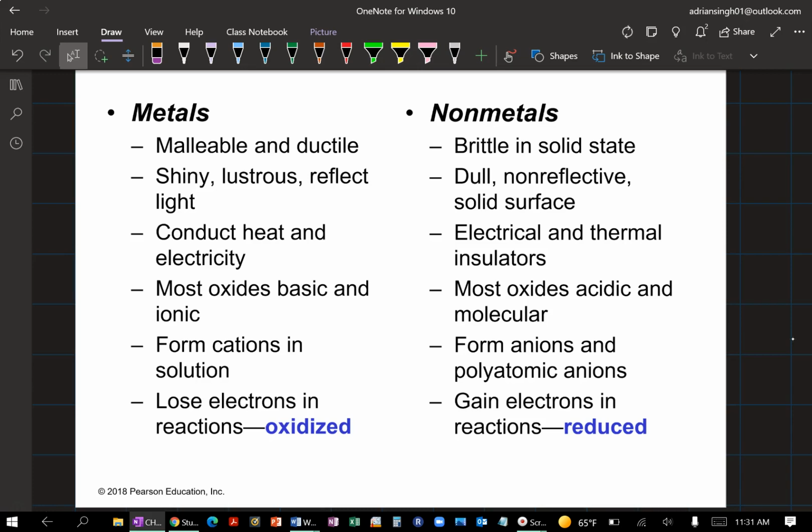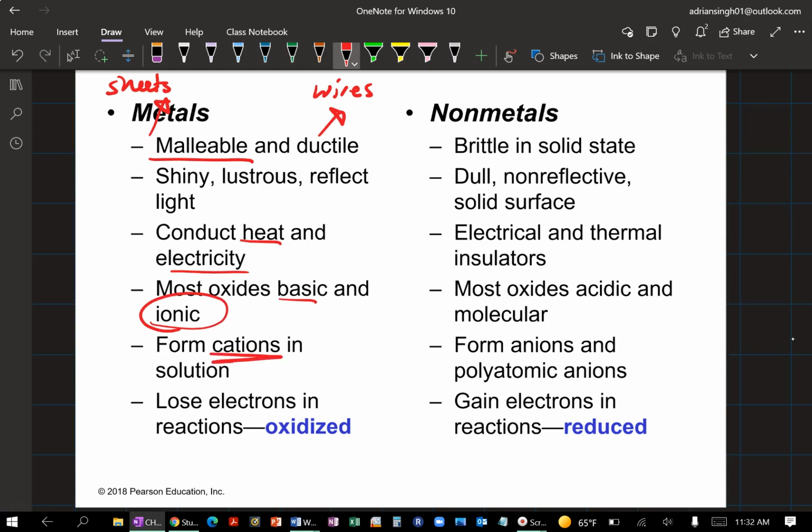So metals tend to be malleable, meaning that we can turn them into sheets. We can pound them into sheets, in other words. And ductile, meaning we can turn them into wires. Metals, as you probably know, are shiny. They're lustrous. They tend to reflect light. They're good conductors of heat and electricity. When they form compounds like oxides, for example, they tend to be basic and they tend to be ionic compounds.